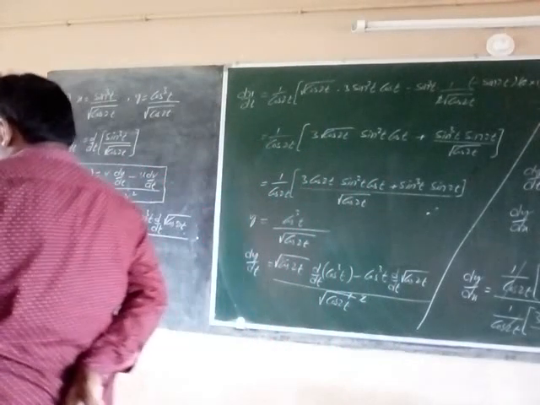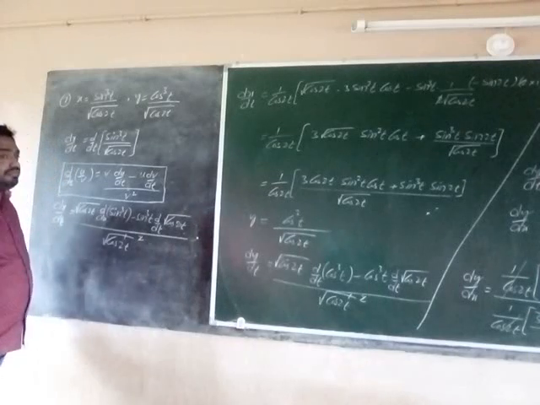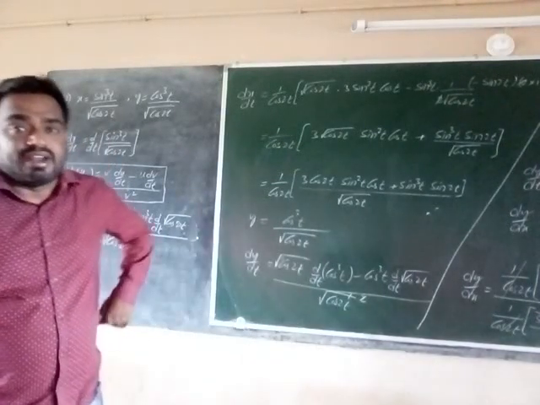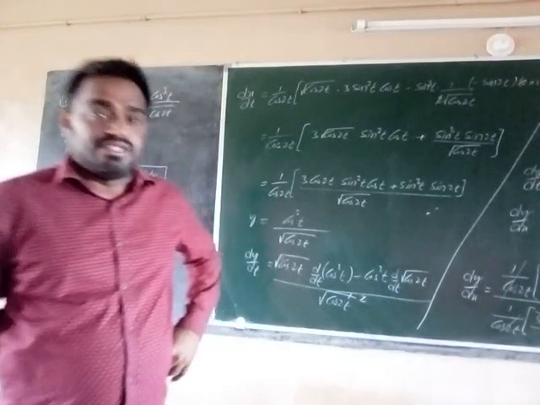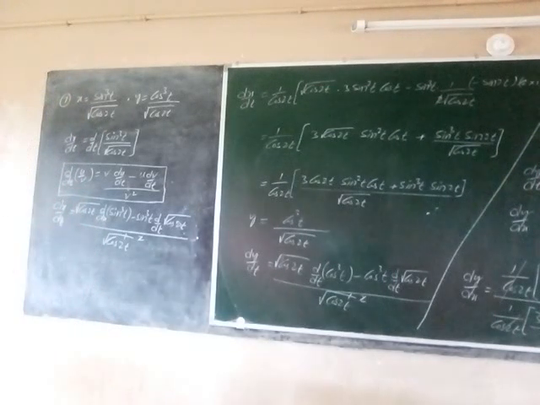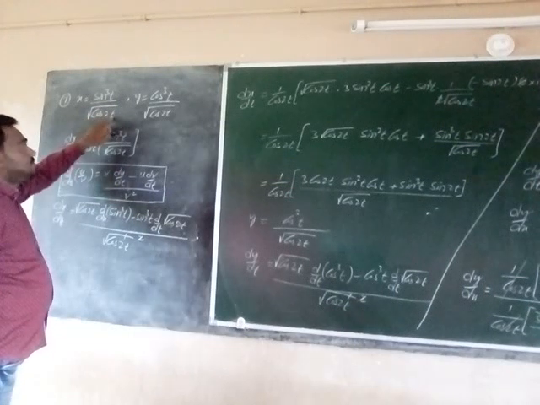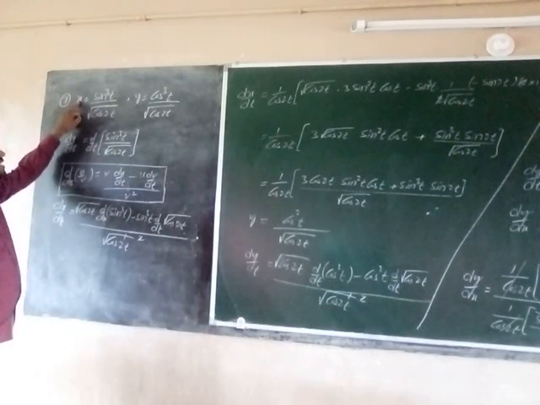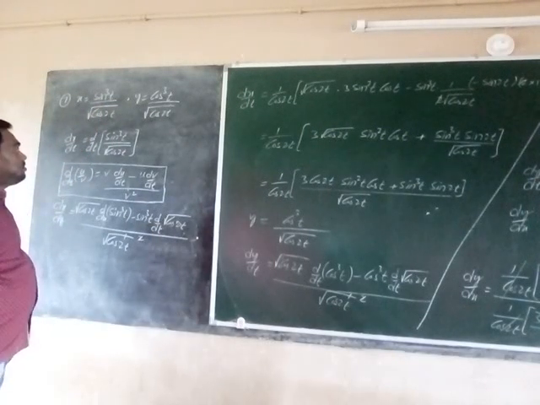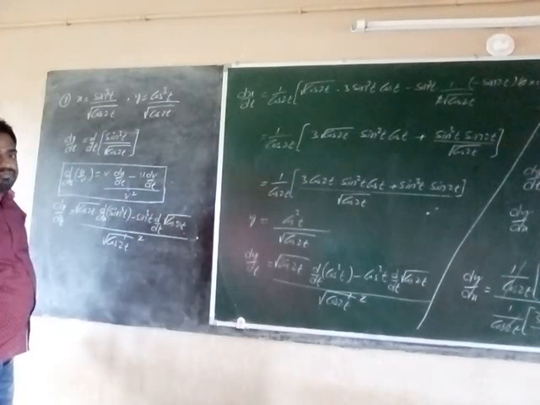First we are finding dx by dt, then dy by dt, then dy by dx is equal to dy by dt divided by dx by dt. This is the process to find dy by dx. Now, x is equal to sin cube t by under root of cos 2t. So x is the variable in terms of t, and I am taking the derivative on both sides with respect to t.